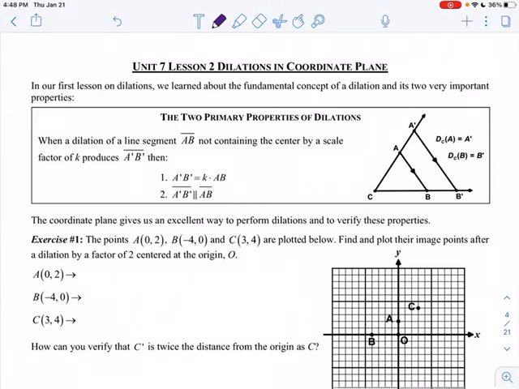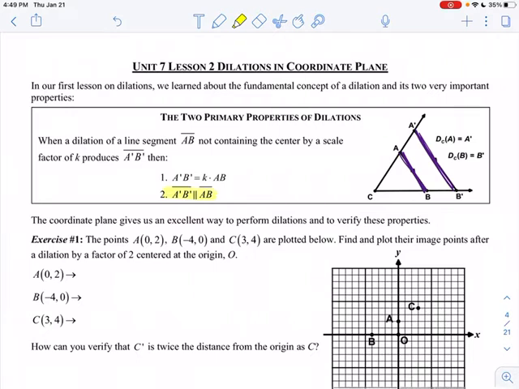When you're dilating a line segment AB, not containing the center, by a scale factor of k, then it produces the image A prime B prime. So always remember that the image is the one with the primes. Basically I'm starting with AB right here, I'm multiplying it by some scale factor, and I'm getting the image A prime B prime. We learned yesterday that that image will be parallel, so that's one important thing to keep in mind. And how do I get the image?